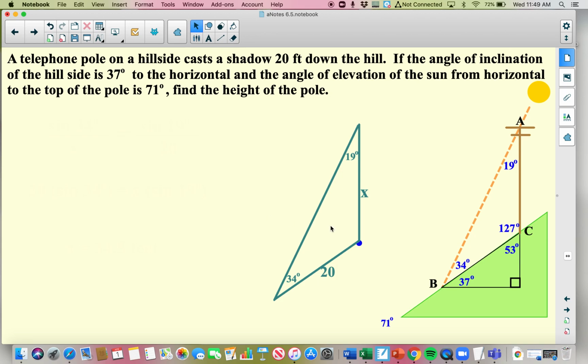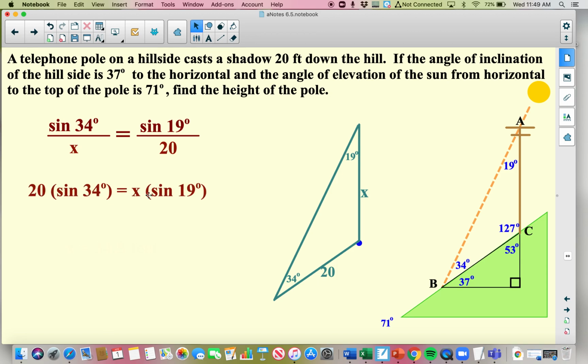It's not a right triangle, so I cannot use SOHCAHTOA, but I can use the law of sines because I have an angle and a side opposite it, and an angle and the side opposite that I want to find. Setting up law of sines: sine of 19 over 20 equals sine of 34 over x. Cross multiply and divide by sine of 19 to get x, and you will get 34.5 feet for the length of the pole. So not too bad, just one more quick application.